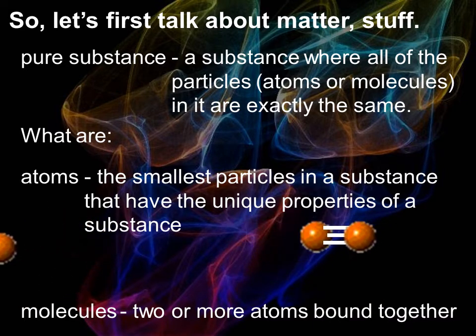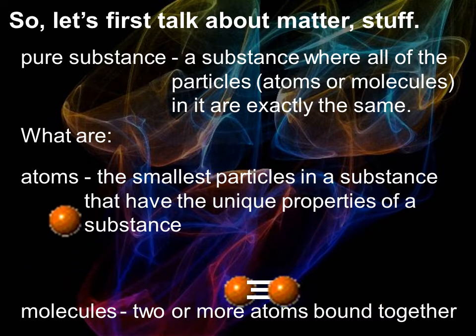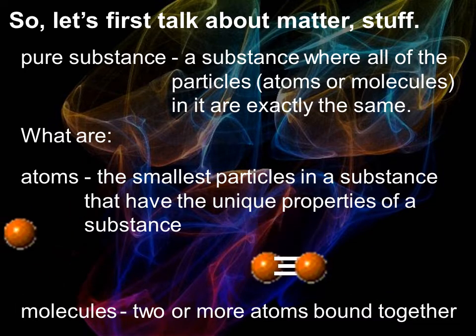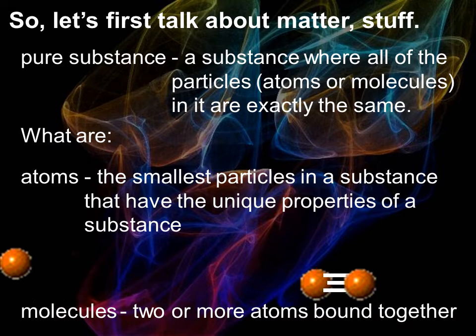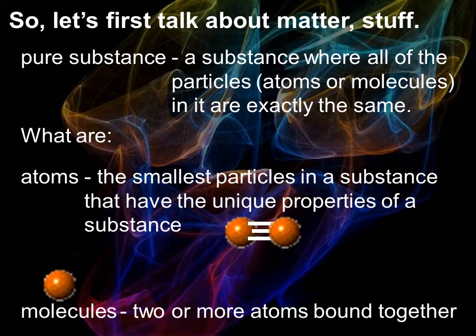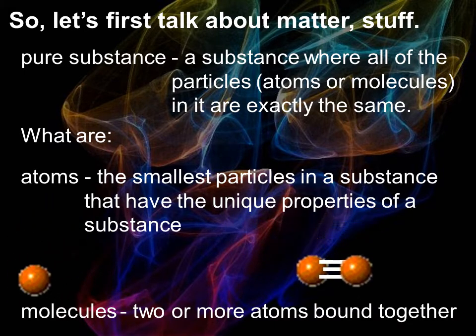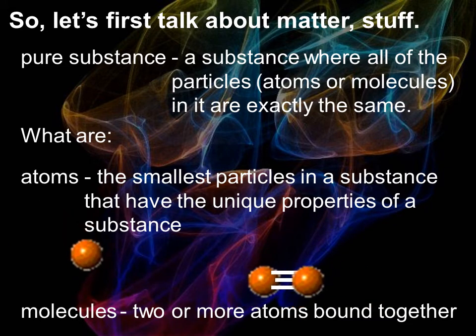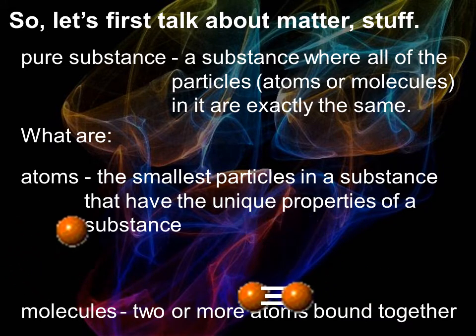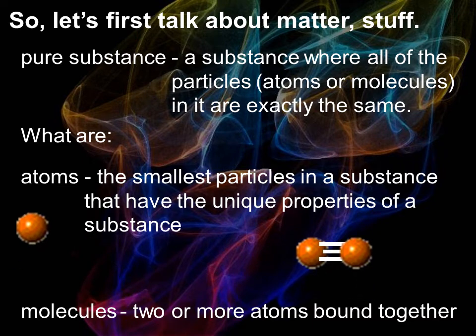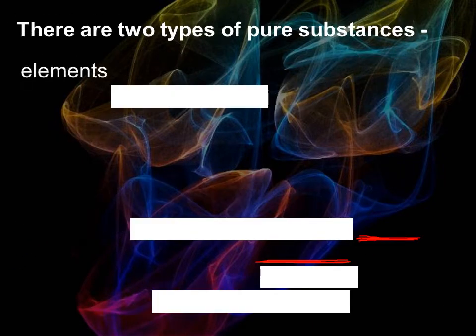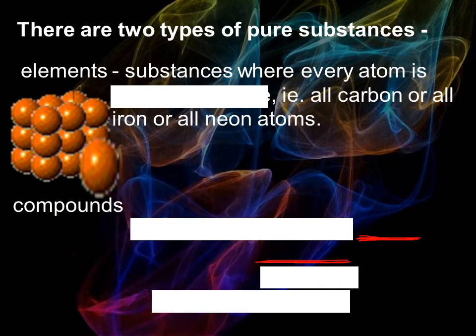So if your substance has all the atoms the same, then it's a pure substance. If your substance has atoms that are bound to each other, but all of these molecules are the same, it's a pure substance. If you have different atoms and different molecules mixed up with each other, then it's a mixture. There are two basic kinds of pure substances. Either you have a pure substance that's an element, or you have one that's a compound.